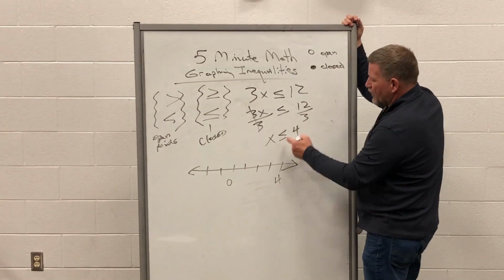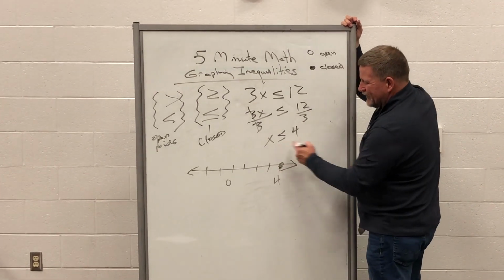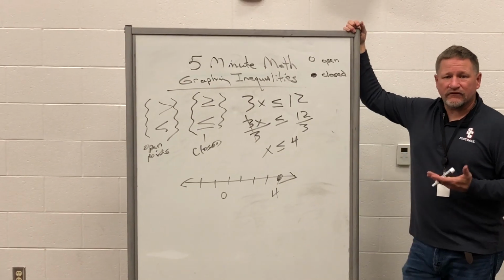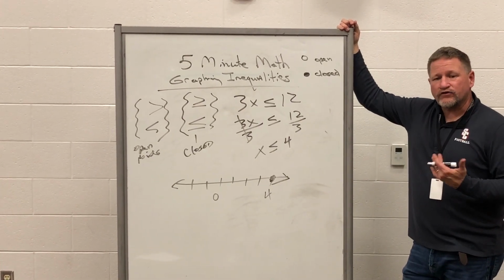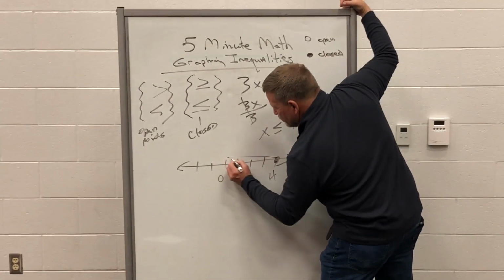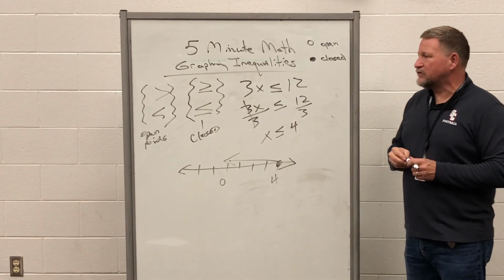Now I know I'm going to be working around the point that's positive 4. I close it in because I have less than or equal to. Now all we have to do is think of this number line as an x-axis. Which way is less than? The left. So I'm going to take my pencil or pen and draw an arrow that way. That's how we would do that.